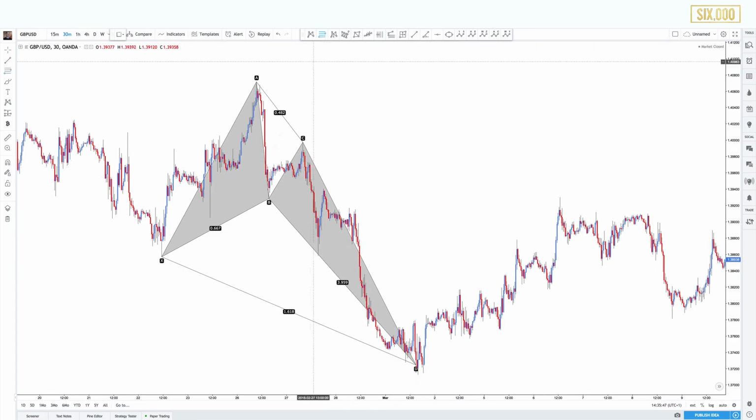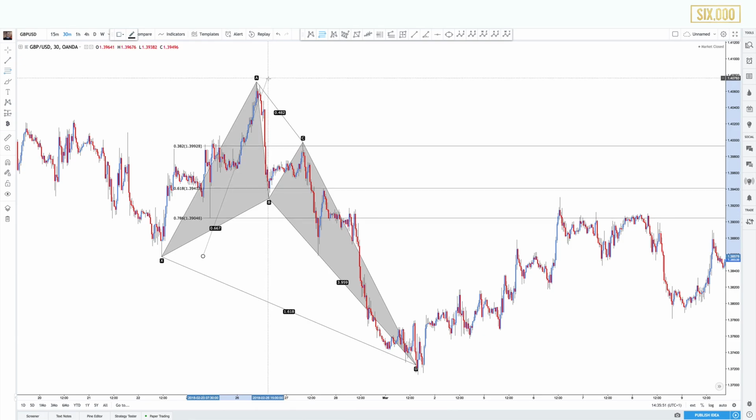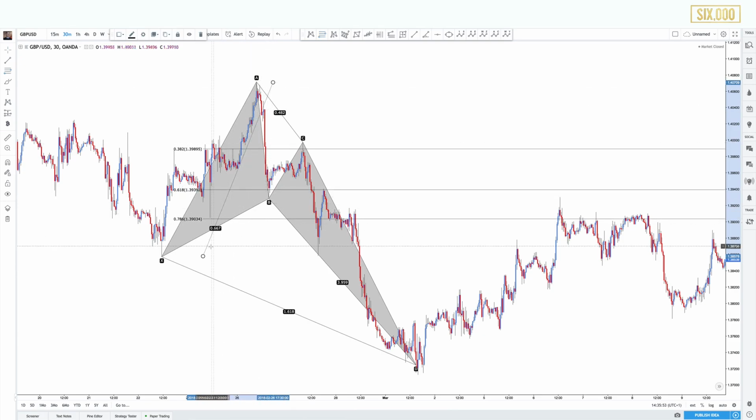Now I'm going to explain every individual measurement in this pattern. First of all, we'll start off with the B point. We're looking for a 382 minimum and a 618. And like all of our other formations, the B point does have a certain threshold. In the crab, we're really looking for price to be closer to the 618 than the 786.